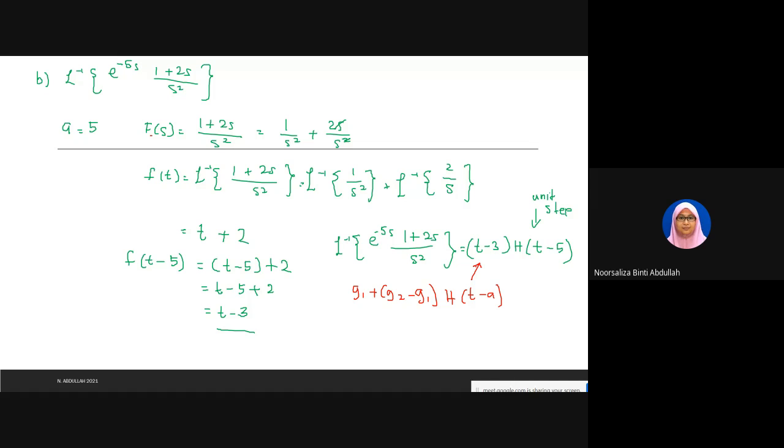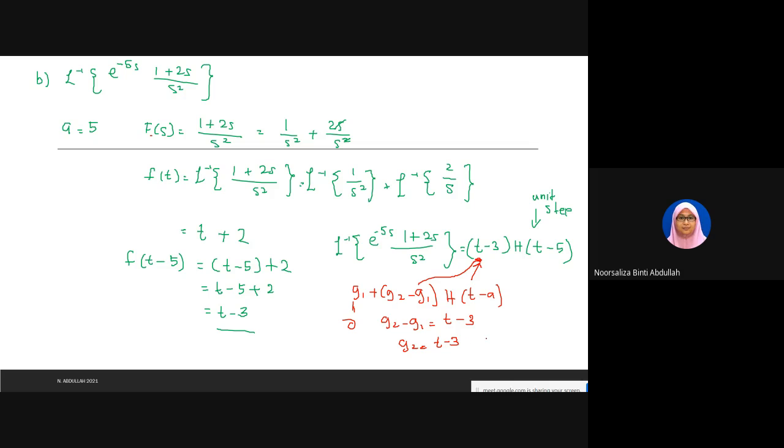Okay, apa nilai G1? Cepat. Ada tak G1 kat situ? Zero. Tak ada kan? Tak ada. So G1 equals to 0. G2 minus G1 tu yang ini, T minus 3. G2 minus G1 equals to T minus 3, and G1 equals to 0. So G2 equals to?